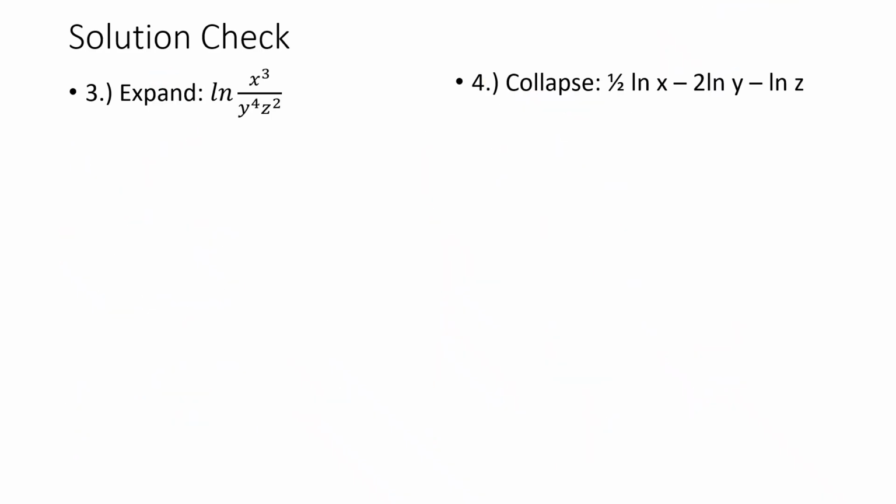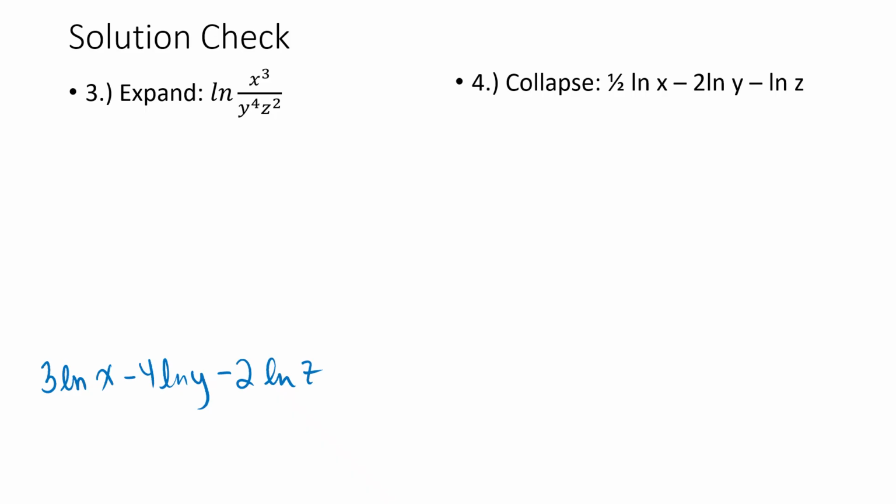All right, next two are our expand and collapse. So this is using the properties of logs, exactly the same as what is covered in the properties of logs lesson, except that we have an ln instead of like another log. These are doable in one step. So we've got here, this would be 3 natural log x minus 4 natural log y minus 2 natural log z. Totally doable in one step.